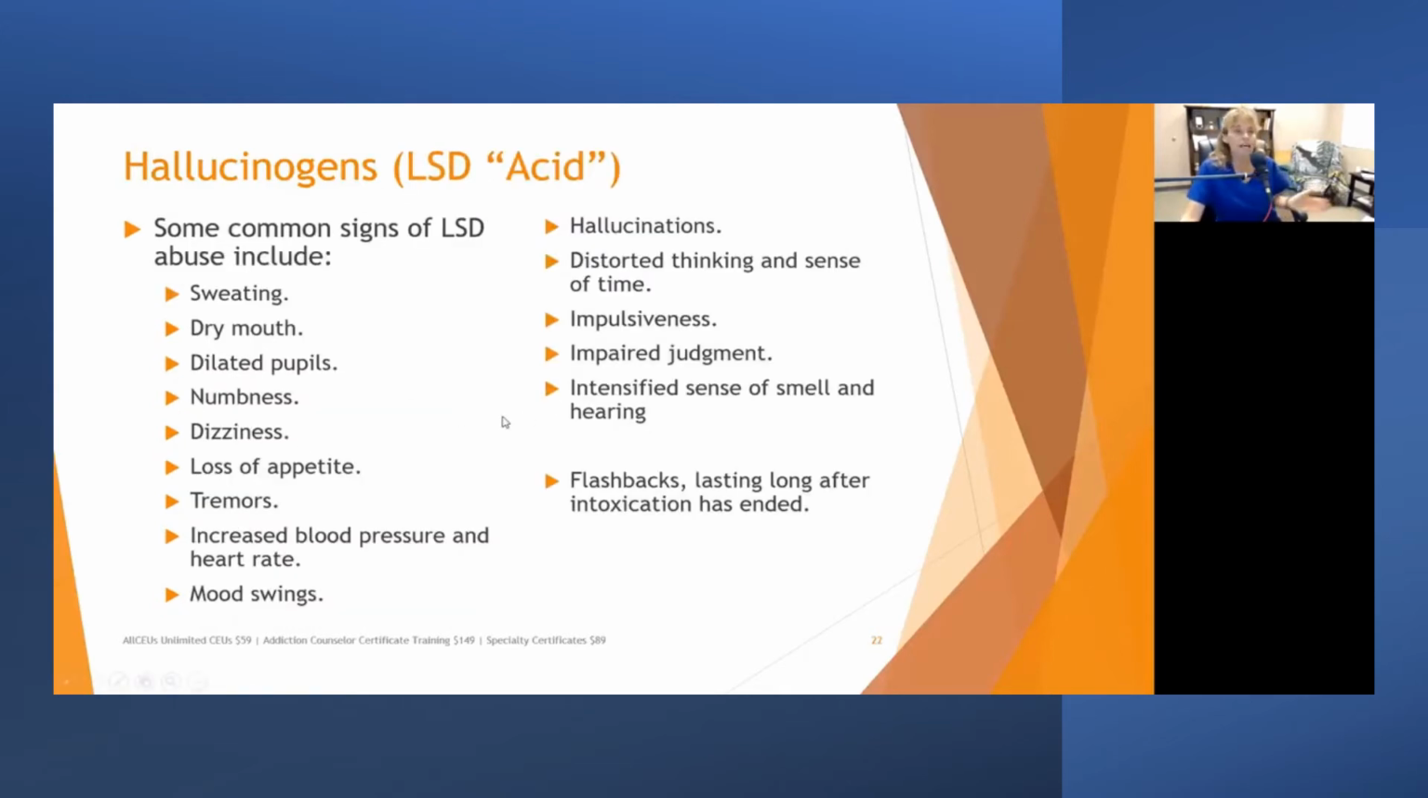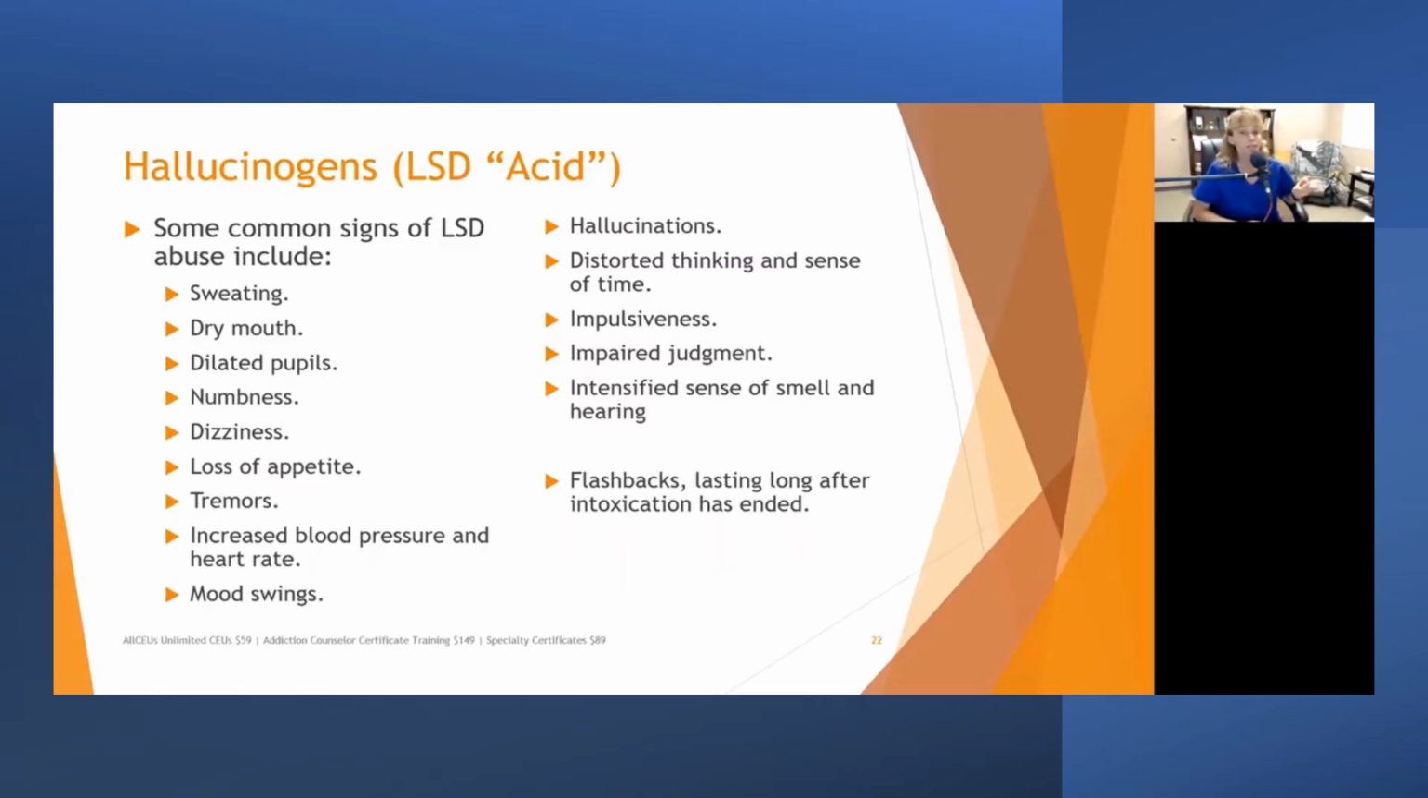Now, another hallucinogen that we hear a lot about is LSD or acid. Common signs of LSD abuse include sweating, dry mouth, dilated pupils. Got those blown pupils again. Numbness. Remember, dilated pupils are also common in what? Stimulants. So you can't just look at a person's eyes and say, you took that drug. You do need to do a little bit more exploration.